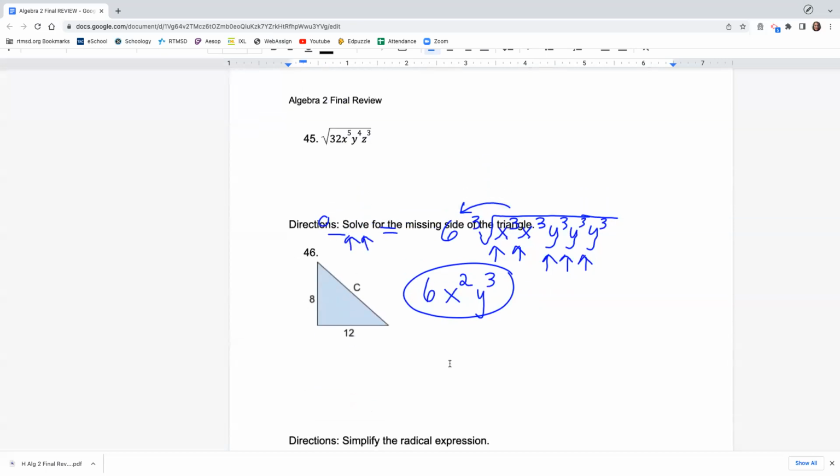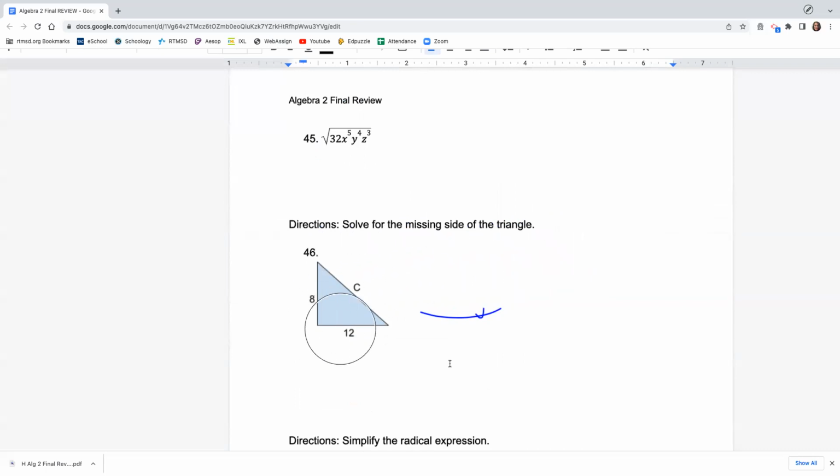Number 45 is a square root. Now we're dealing with perfect squares. 32 is not a perfect square. However, it has a perfect square factor. It's 16. So I rewrite it as 16 times 2. And I personally really do like just splitting everything up into groups of 2 and whatever else is left to make it still equal. x to the 5th is the same thing as x squared times x. y to the 4th is y to the 2nd times y to the 2nd. z to the 3rd is z to the 2nd times z.